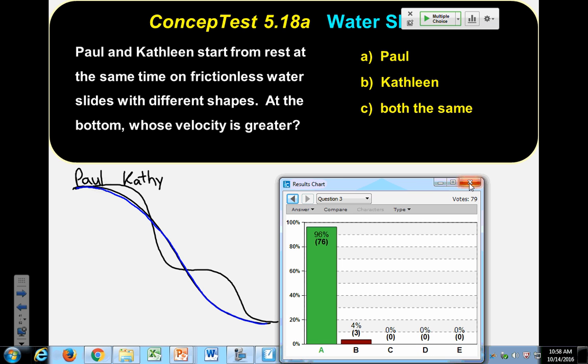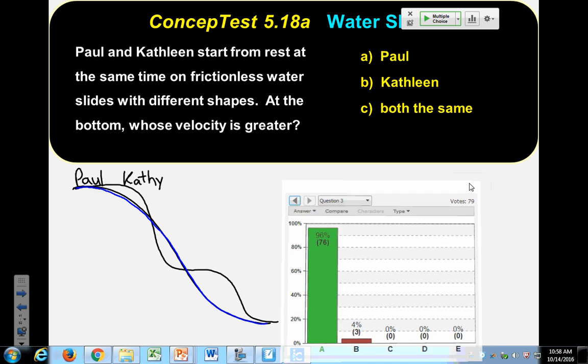Awesome. A is right. Paul's going faster because the friction acts over a shorter distance, and so it takes away less energy. It's a lot like the skier problem.